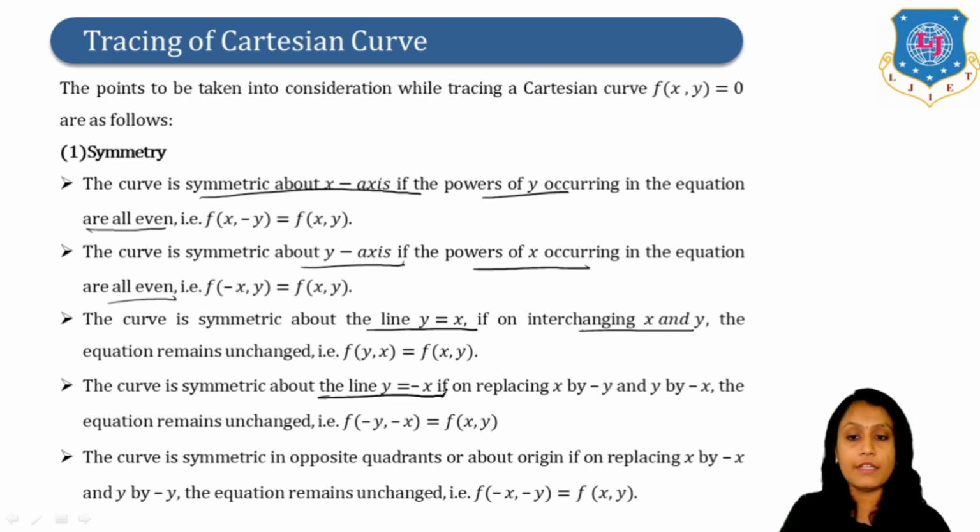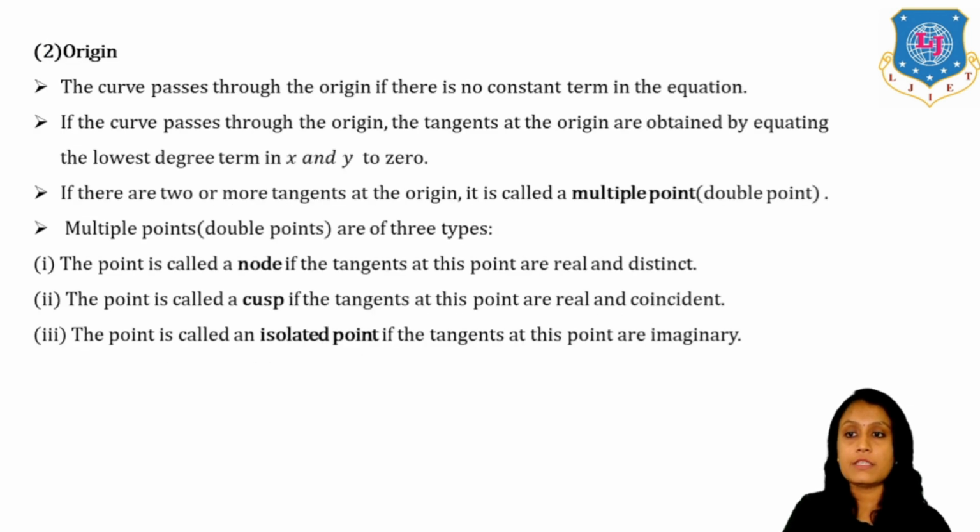Now, the curve is symmetric about the line y = -x if on replacing x by -y and y by -x the equation remains unchanged. Again, if you substitute x by -y and y by -x, and the equation remains the same, then we can say that the curve is symmetric about the line y = -x. Now the curve is symmetric in opposite quadrants or about the origin if on replacing x by -x and y by -y the equation remains unchanged. So if you substitute this, then we can say that the curve is symmetric in opposite quadrants or about the origin.